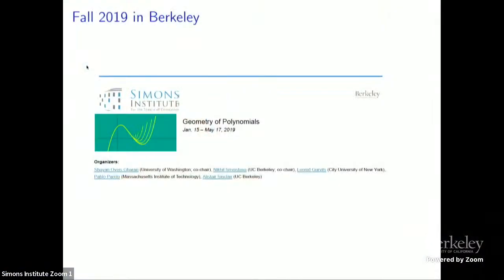And some of the work in this was followed up two years later in a program on the geometry of polynomials and implications for approximation algorithms and computer science.